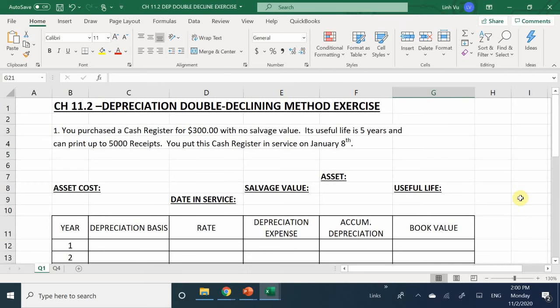Okay, so, all right, question number 1 says you purchased a cash register for $300 with no salvage value, and its useful life is 5 years. And it can print up to 5,000 receipts. You put this cash register into service on January 8th.